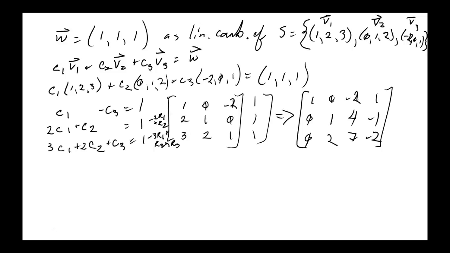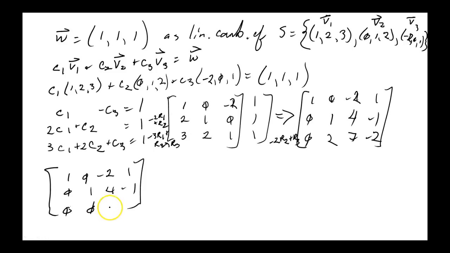Next thing I would do is minus 2 row 2 plus row 3, the new row 3. So that leads to 1, 0, minus 2, 1, 0, 1, 4, minus 1, and this will give me a 0, 0, minus 8 plus 7 is minus 1, and that would give you a 2 minus 2 is 0.